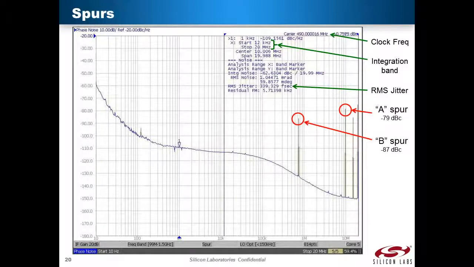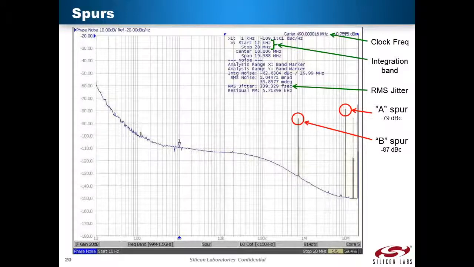The word spur is a shortened term for periodic spurious noise. Because spurs are periodic and typically stationary, they are correlated to something, for example, circuit or PLL artifacts, although it is sometimes difficult to determine the source of the correlation.